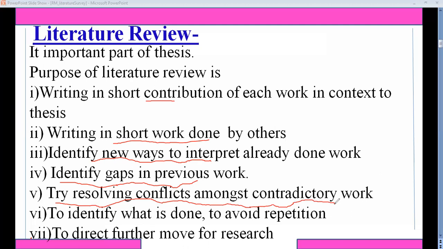Can you give an example where there can be contradictions? Like whether egg or hen, which is first? Some scientists may say it is the egg first. Some scientists may say hen first. So this is contradictory. So how to resolve this?